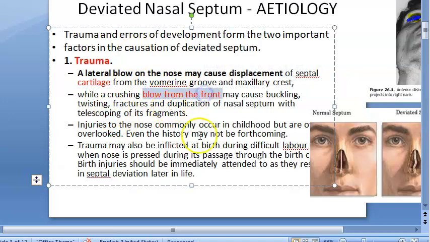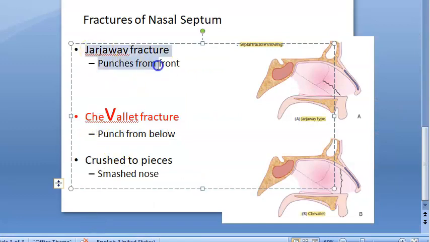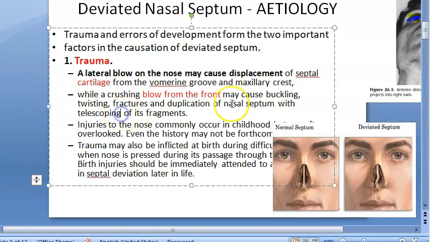In a blow from the front, a crushing blow from the front, what can happen? If somebody punches from the front, there is septal cartilage. Here they are causing buckling, twisting, fracture, duplication of nasal septum with telescoping of its fragments. So here they are talking about fractures. Anyways, we have seen nasal septum fractures. You remember, guys, Jarjavey fracture, Chevalet fracture, all this can happen. Apart from that, even deviated nasal septum can happen. Did you understand? There can be buckling, twisting, fractures, duplication of nasal septum with telescoping of fragments. You are just understanding trauma.